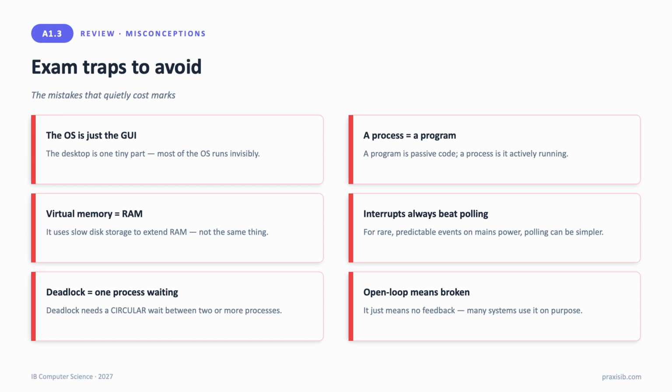3. Virtual memory is not the same as RAM. It borrows slow disk storage to extend memory, so it's much slower than the real RAM. 4. Interrupts do not always beat polling. For rare, predictable events on a mains-powered machine, simple polling can be perfectly adequate. 5. Deadlock is not just one process waiting. It specifically requires a circular wait between two or more processes, each holding what the other needs. And 6. Open loop doesn't mean broken. It simply means there is no feedback, and plenty of systems are designed that way on purpose, like the microwave.